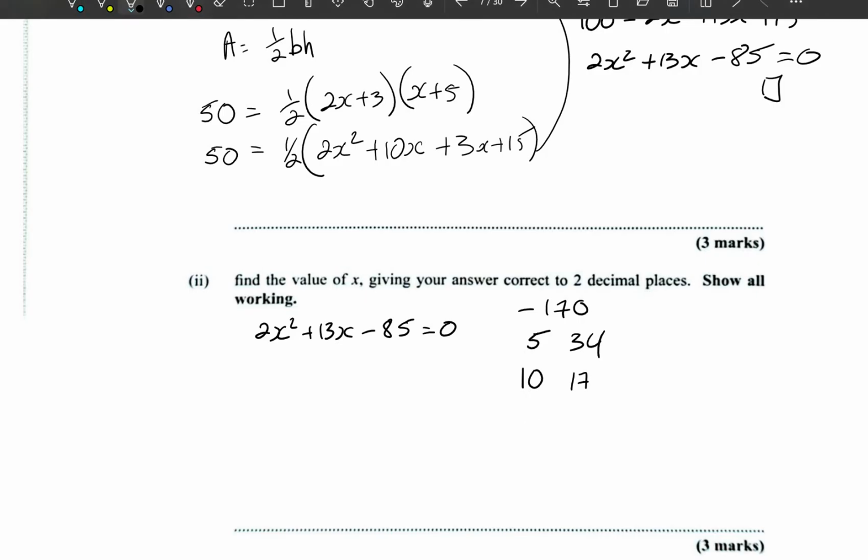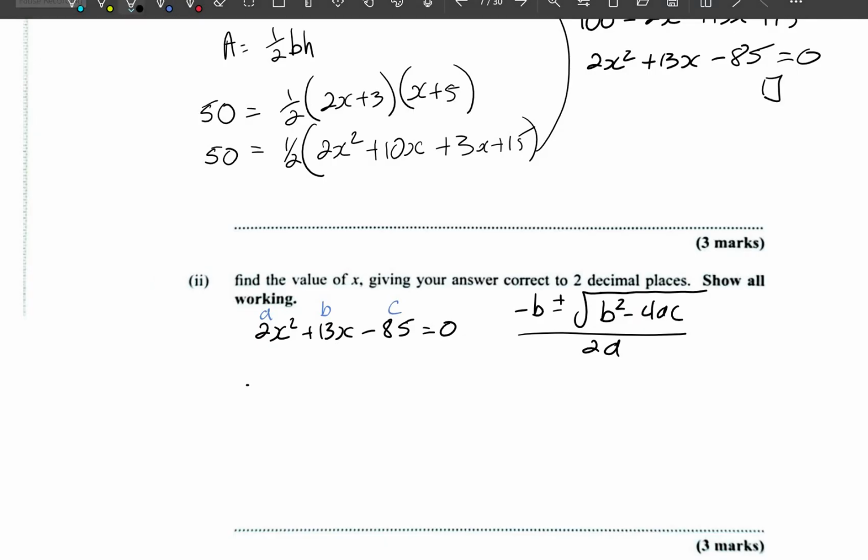Let's try a few more numbers. So via trial and error, we see that there are no 2 pairs of factors that neatly give us 13. So that means we need to apply the quadratic formula. Let's extract our values A, B, and C. So A is going to be 2, B is going to be 13, and C is going to be minus 85.